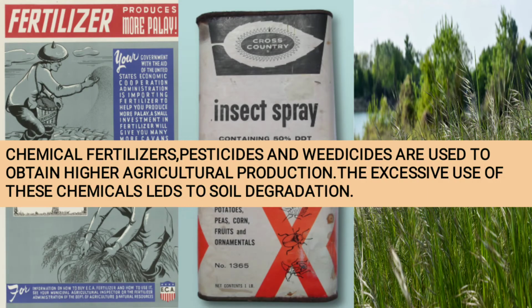Then you also know that there are some chemical fertilizers, insecticides, that is insect sprays, or weedicides, or we can say pesticides, which are sprayed or used to obtain higher agriculture production. Now if you are using them in excessive quantity, what will happen to the soil? It will degrade the soil. It will destroy the soil.